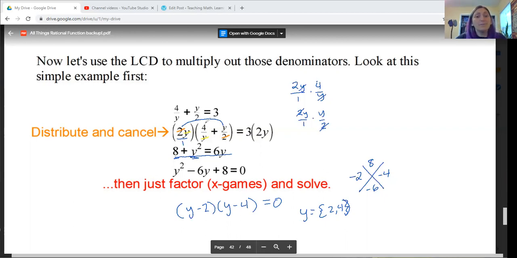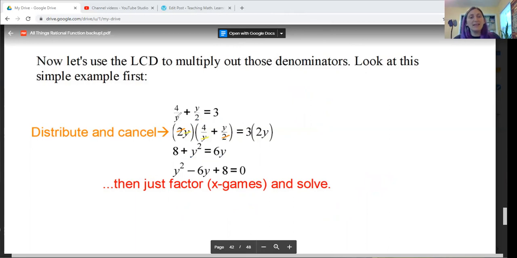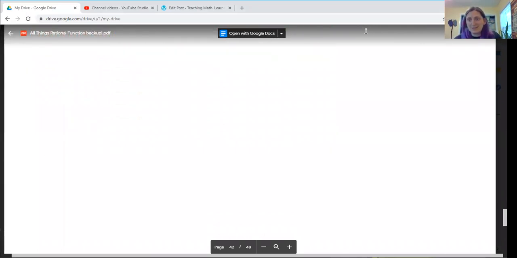All right, so again, the real main part of this is that we got rid of the fractions entirely by multiplying them by what the lowest common denominator would be. All right, so we're going to take this example, and I am going to put it in the next slide so that you can see it still.